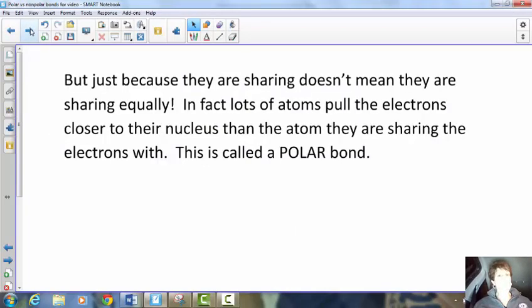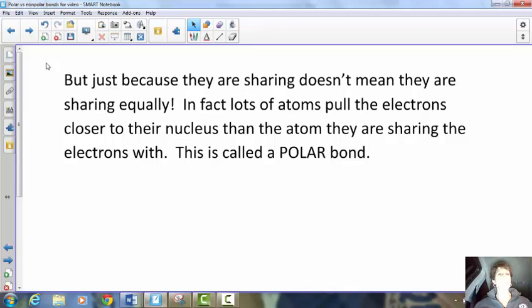Now, just because they're sharing does not mean that they're going to share it equally. One might have more pull than another. So when one atom pulls the electrons closer to its nucleus, it's because it has more of an attraction, and we call that attraction electronegativity. If they are not sharing them equally, it's called a polar bond.